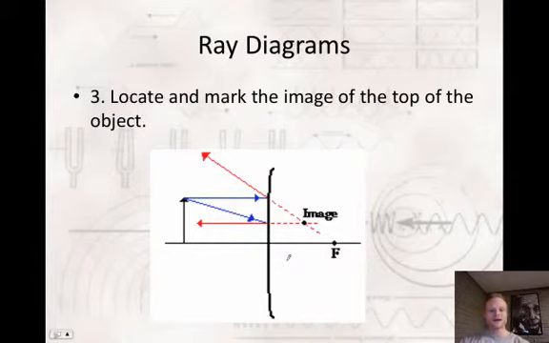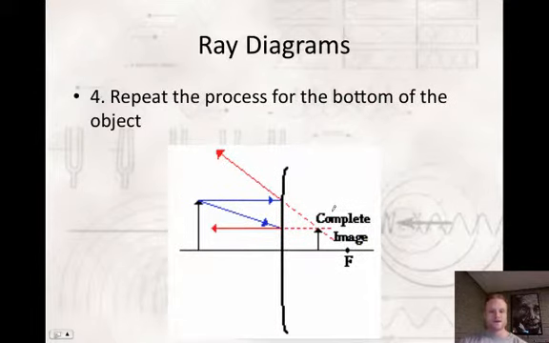Step 3, locate and mark the image of the top of the object. Notice that if I extend this reflection back towards the focal point, and if I extend this line back, here is where our image would form. Where these two lines intersect is the location of the image. That's step 3. Step 4, repeat the process for the bottom of the object.